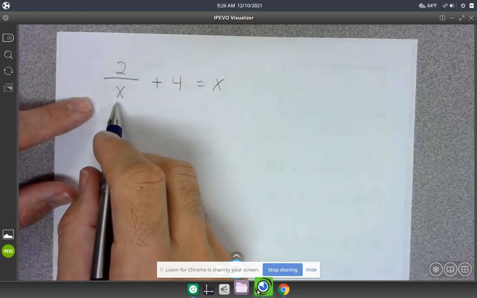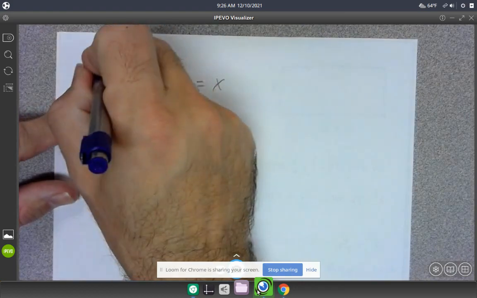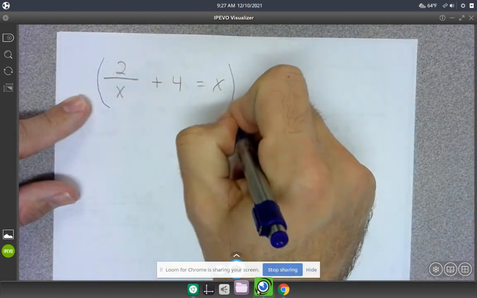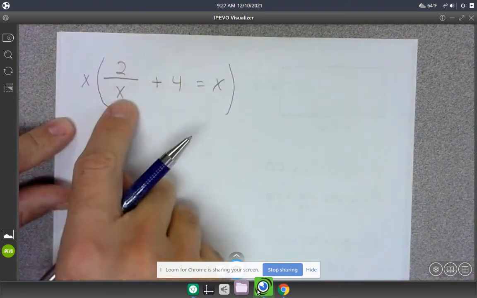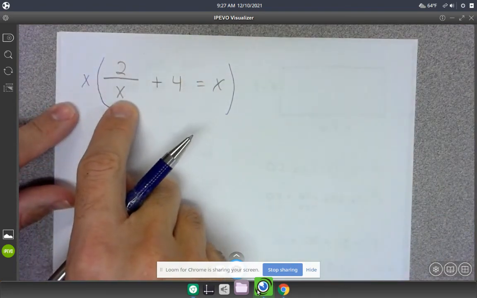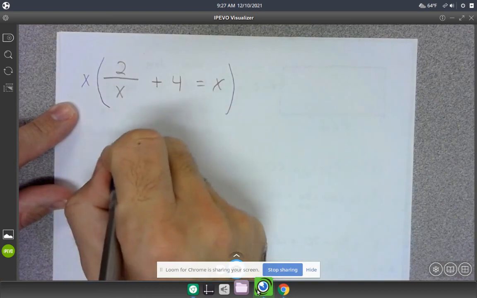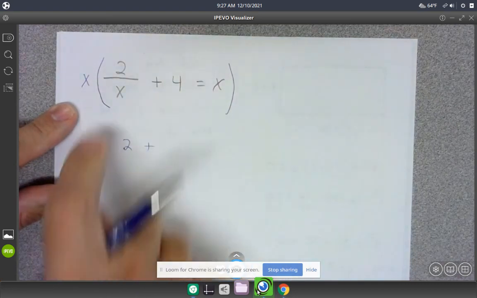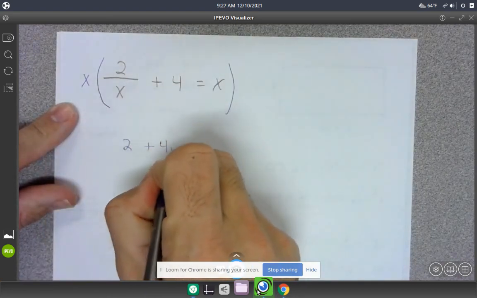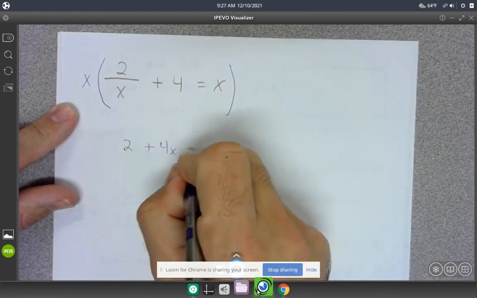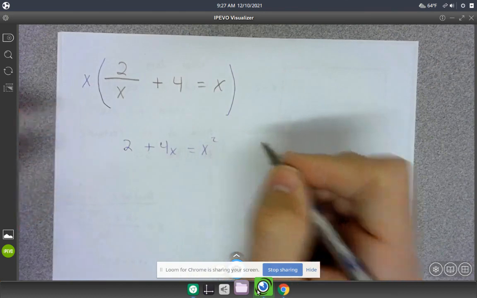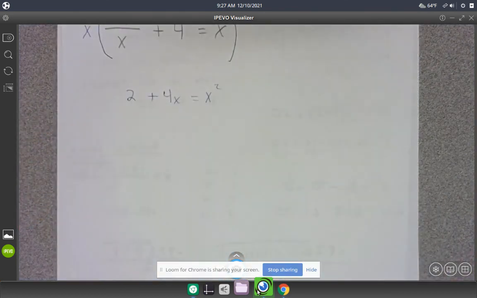So I'm just going to multiply by x to clear out that denominator. So I'm going to multiply the whole equation by x. All right, the x's are going to cancel for this first bit, and so I'm just going to be left with the top part, 2 plus, and then x times 4, and then x also gets multiplied by that x over there, so equals x squared. And then you'd want to move everything onto one side of the equation.